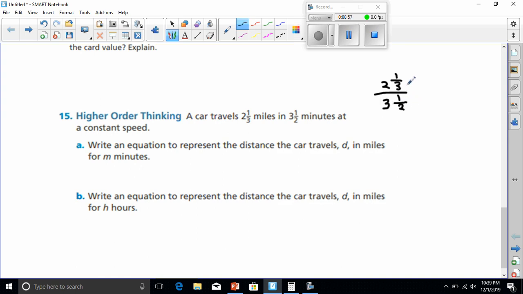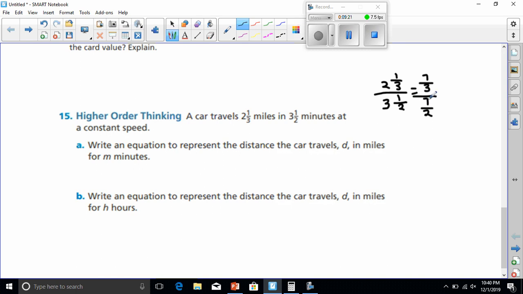And if I did that, I realize I have to take both of these and turn them into improper fractions. 3 times 2 is 6. 6 plus 1 is 7. So this is going to be equal to 7/3. Next, 2 times 3 is 6. 6 plus 1 is 7. That's going to be 7/2.